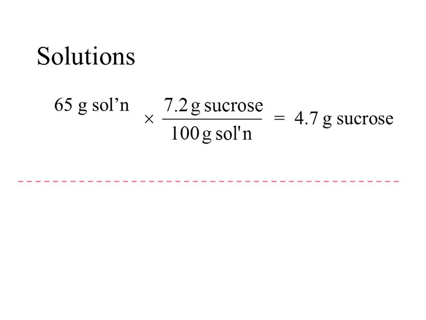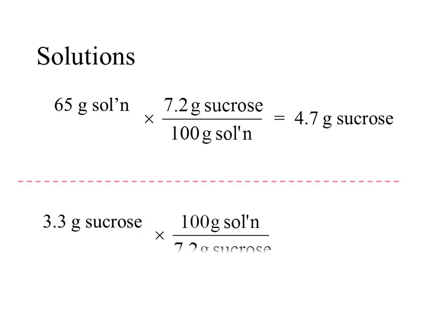So the next one, what's the first term going to be? 3.3 grams, yes, 3.3 grams of sucrose over 1. And then what about the second term? 100 over 7.2. Exactly, 100 grams of solution over 7.2 grams of sucrose. The units of grams of sucrose cancel. How do we need to round it? 2 sig figs. I'm liking it.